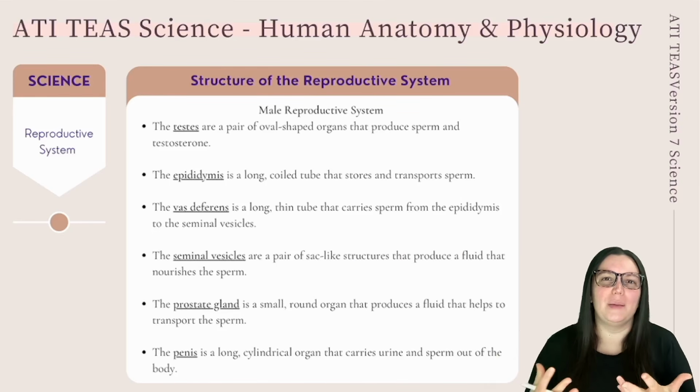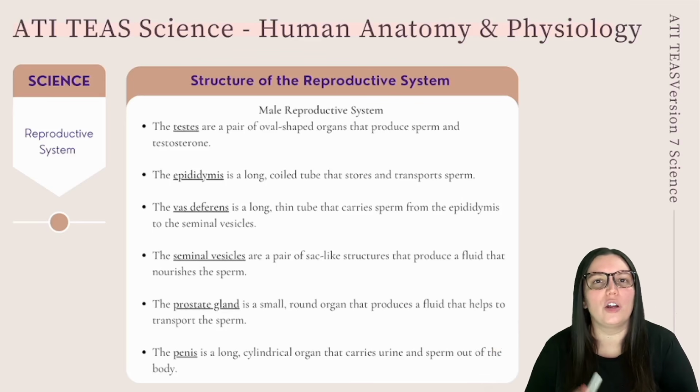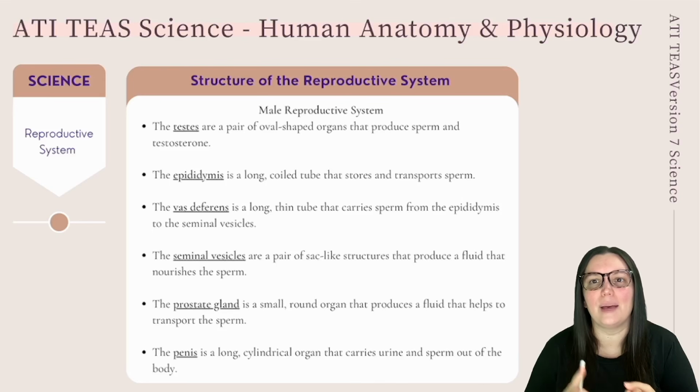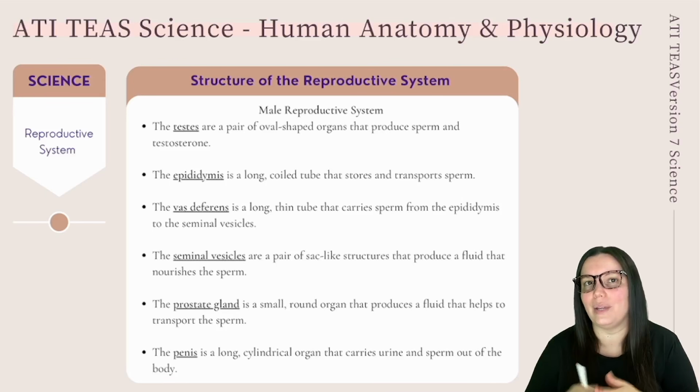So we're going to talk briefly about the reproductive system, but we're not going to get too graphic with it. But these are the things that you're going to need to know. We're going to start with the structures of the male reproductive system. The male reproductive system is made up of the testes, the epididymis, the vas deferens, the seminal vesicles, the prostate gland, as well as the penis.